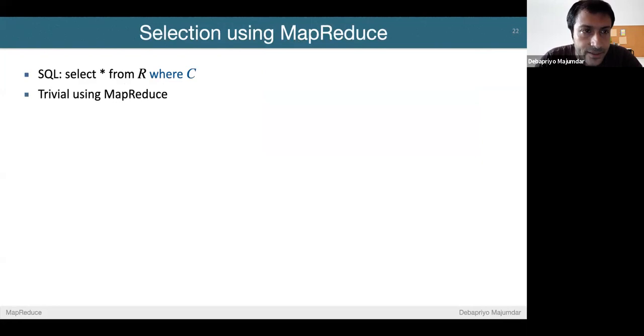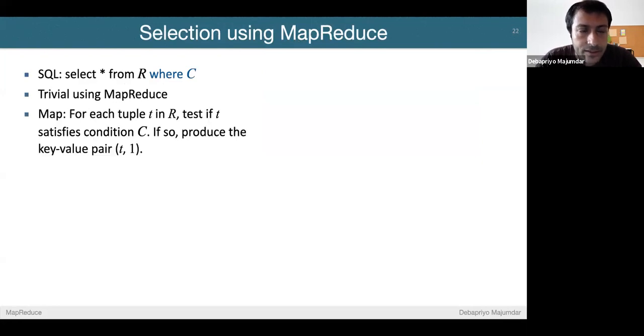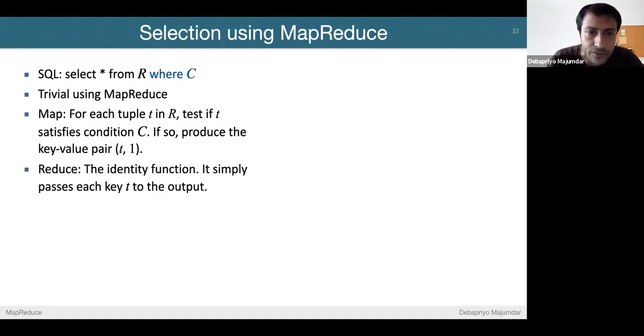We also did this last time, just reminding you that selection, which in SQL you write as select star from some table where some condition is satisfied, is trivial because you apply the condition during the map phase. You only output the tuples as keys which satisfy the condition you need, and then the reduce doesn't have to do anything.